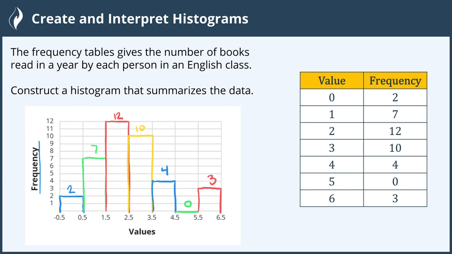And then just to make it look nice, we'll fill in all of our bars. Now, while we did create bars, this is not a bar graph. Notice how there's no space in between each of the bars. This is what defines the difference between a histogram and a bar graph. We've now completed our histogram, and we're all done.